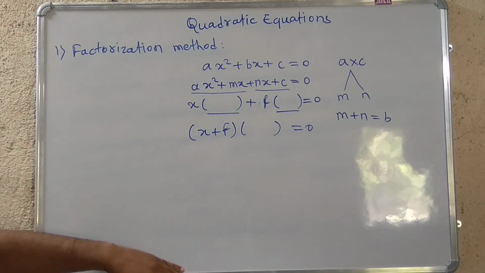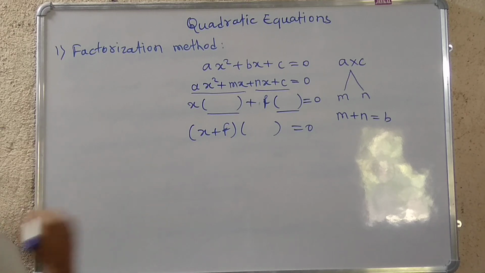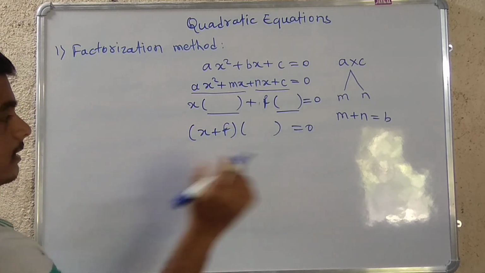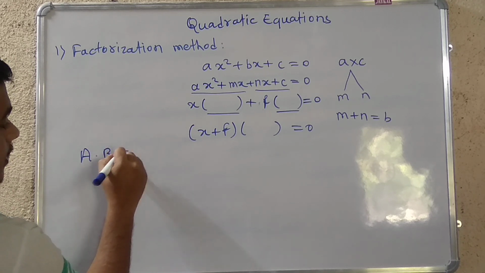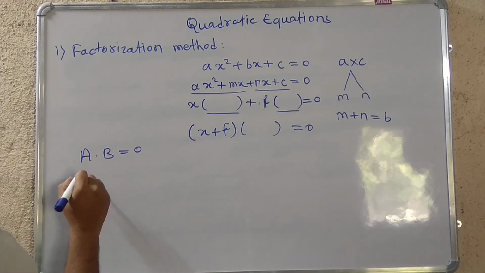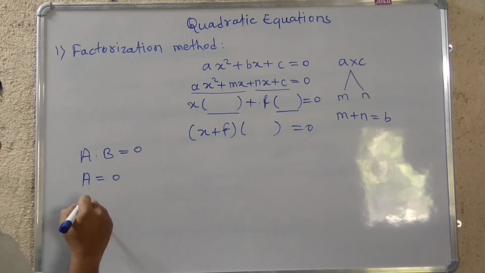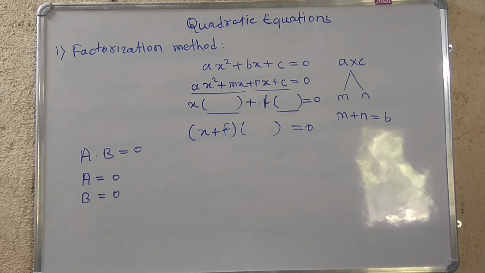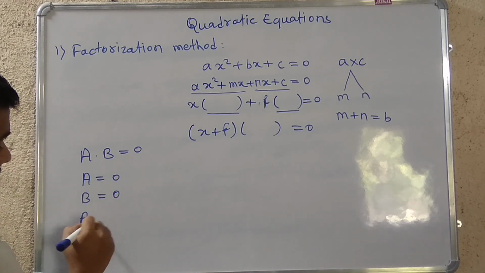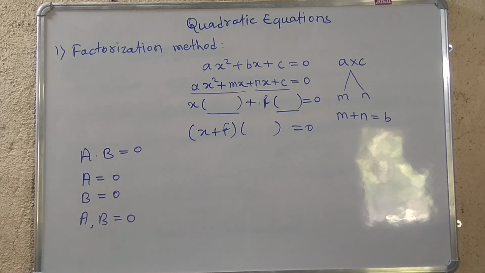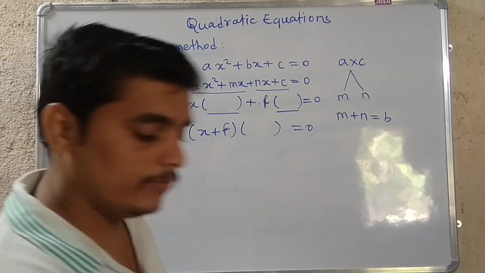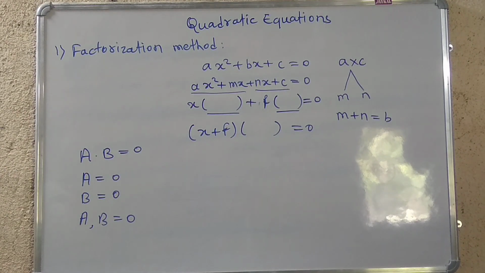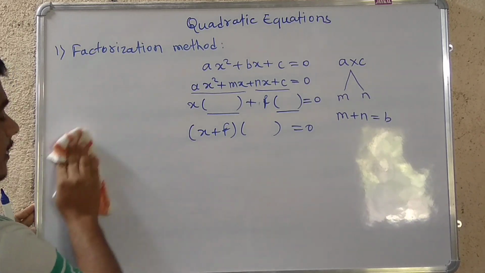So after doing this, we will equate each of these with 0. Like if you have a into b equal to 0, then you can say that either a is equal to 0 or b is equal to 0, or both a and b are equal to 0, and hence by using this algorithm we will find out the value of x, or the variable, to get the final answer.